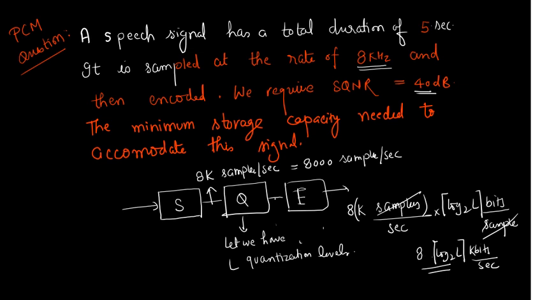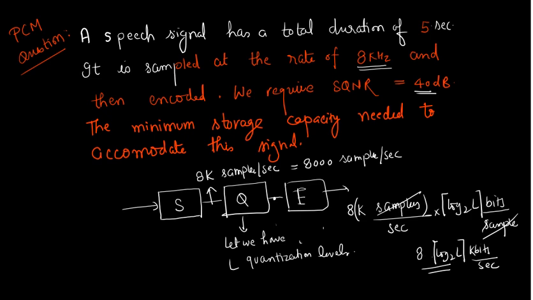And then at the quantizer, what this question is saying is that we require an SQNR of 40 dB. So at the quantizer, you set your number of quantization levels in such a way that the SQNR at the output of the quantizer is 40 dB. Now you have to tell what is the minimum storage capacity needed to accommodate this signal.